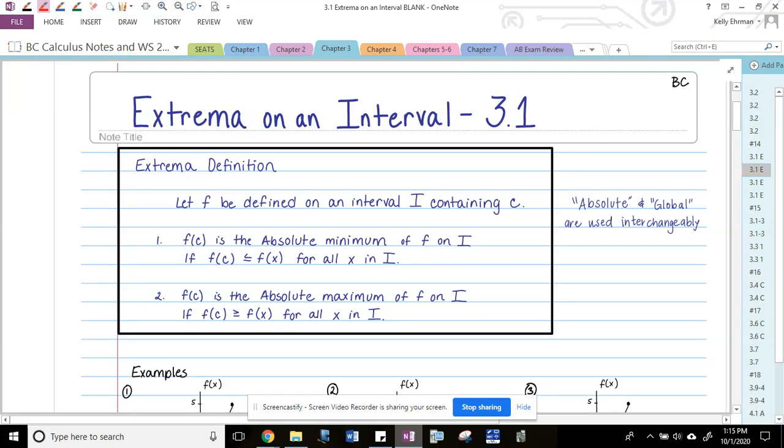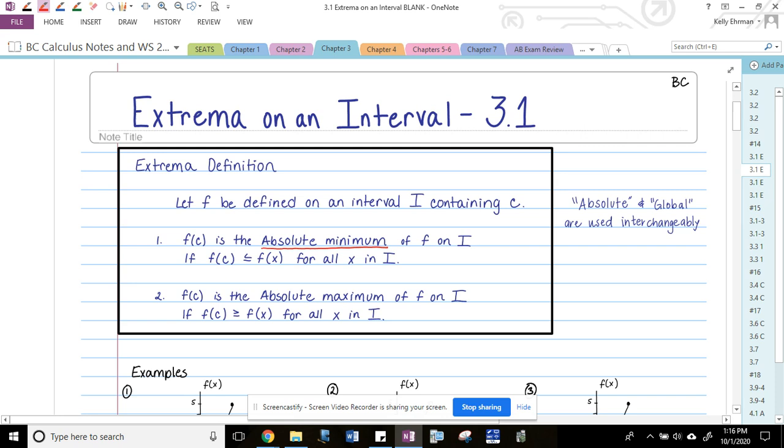So now we're going to talk about extrema. You may or may not have heard this term in pre-calc or Math 3, but if we let f be defined on some interval I containing some value c, there are two things. f of c is the absolute minimum of f on I if f of c is less than or equal to f of x for all x in I.